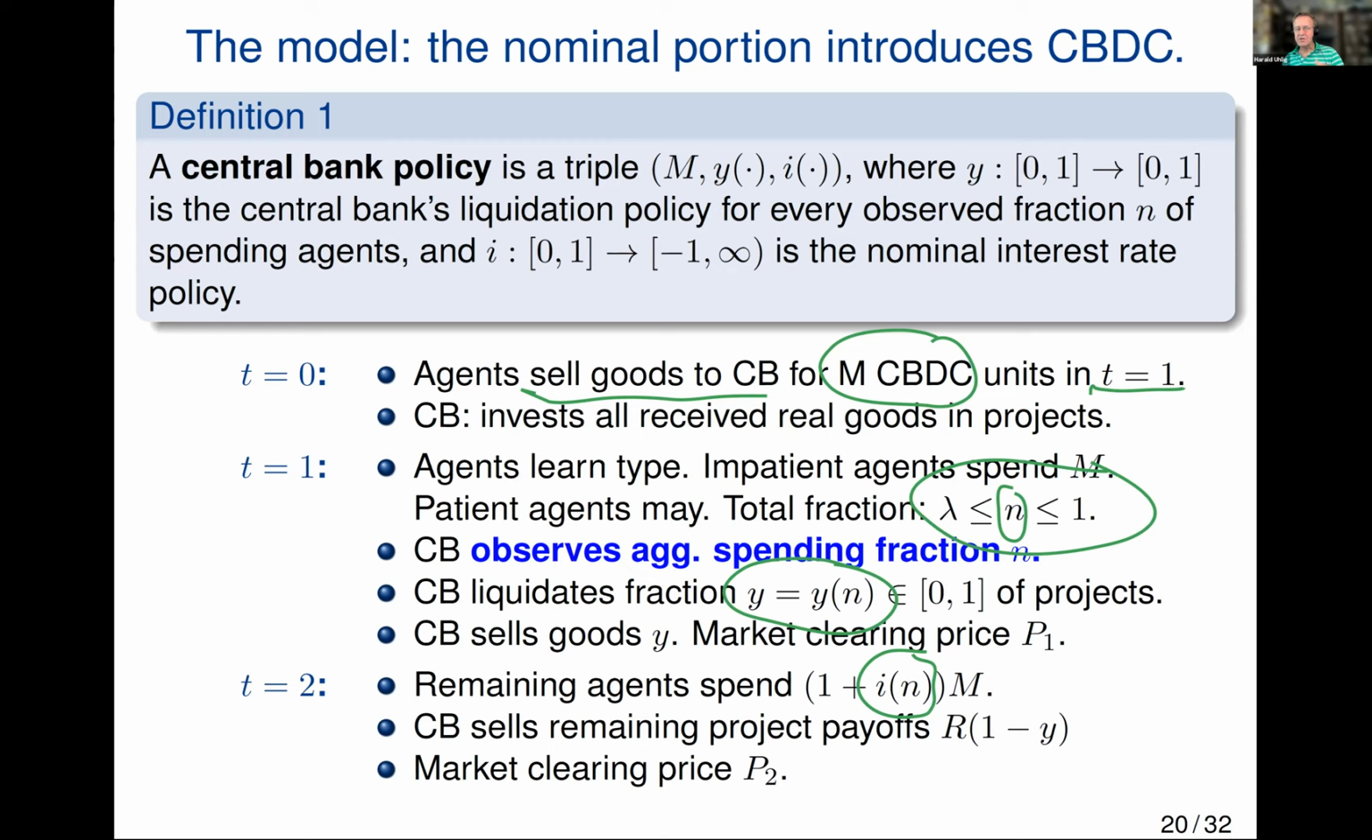But remember, the interest rates are always set one period in advance. So what the nominal interest rate does is change how much money people have in their pocket in time two. So the remaining agents get the money plus the interest in time two and spend it there.